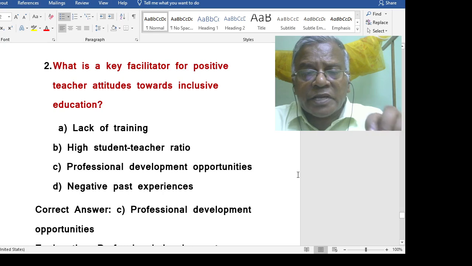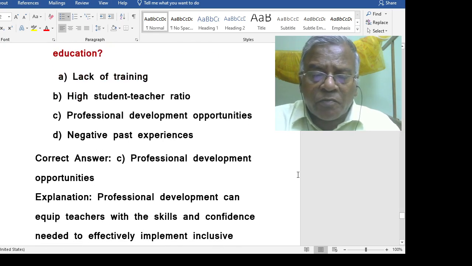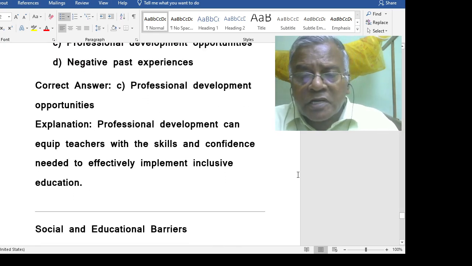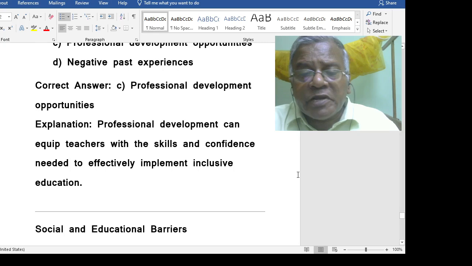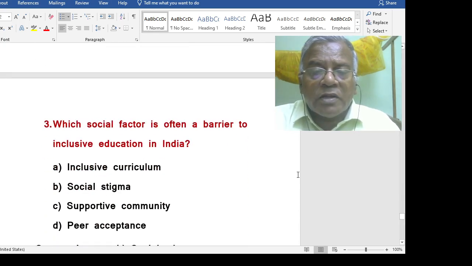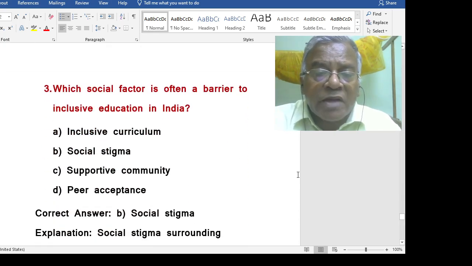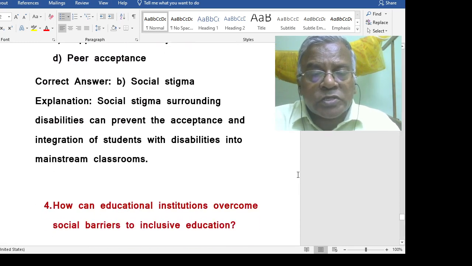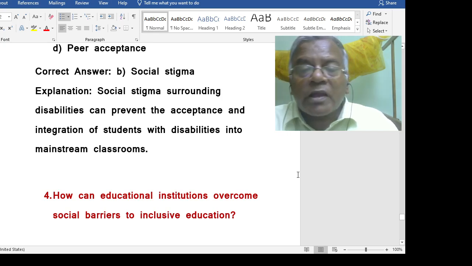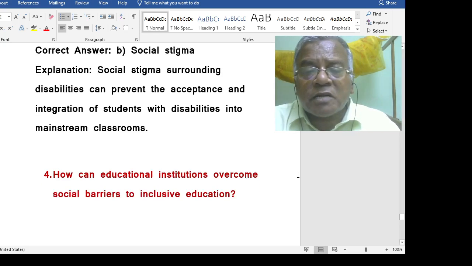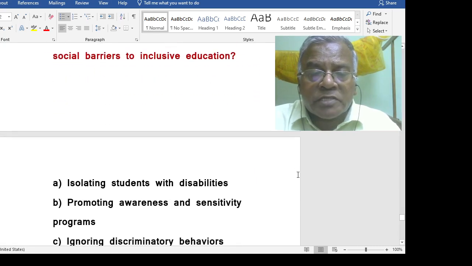What is a key facilitator? Professional development opportunities should be given. Professional development can equip teachers with the skills and confidence needed to effectively implement inclusive education. Now, which social factor is often a barrier to inclusive education in India? Social stigma. Social stigma surrounding disabilities can prevent the acceptance and integration of students with disabilities into mainstream classrooms.